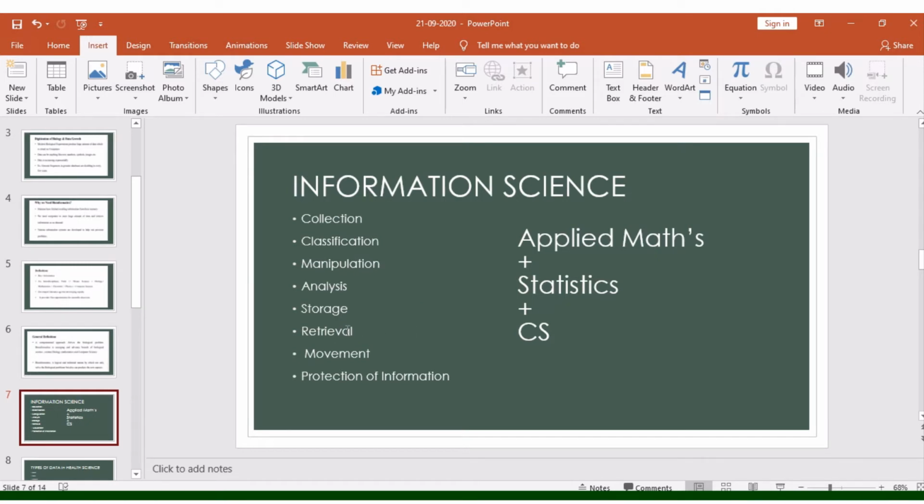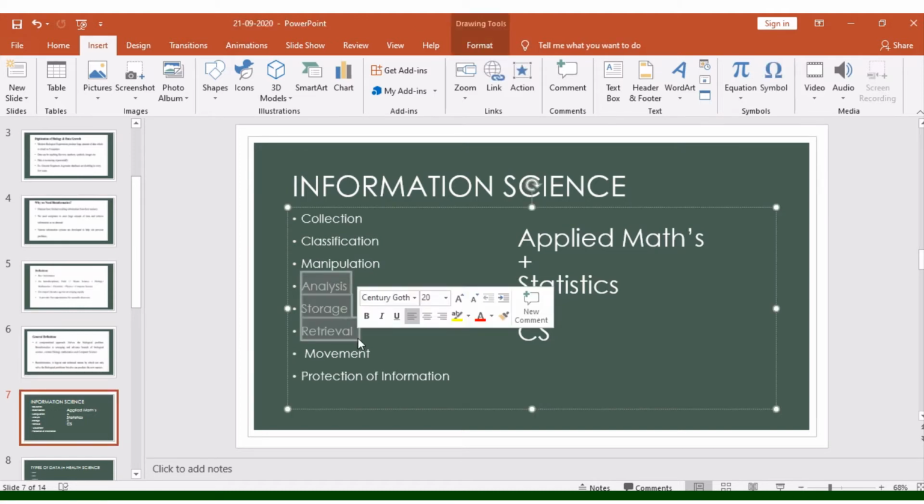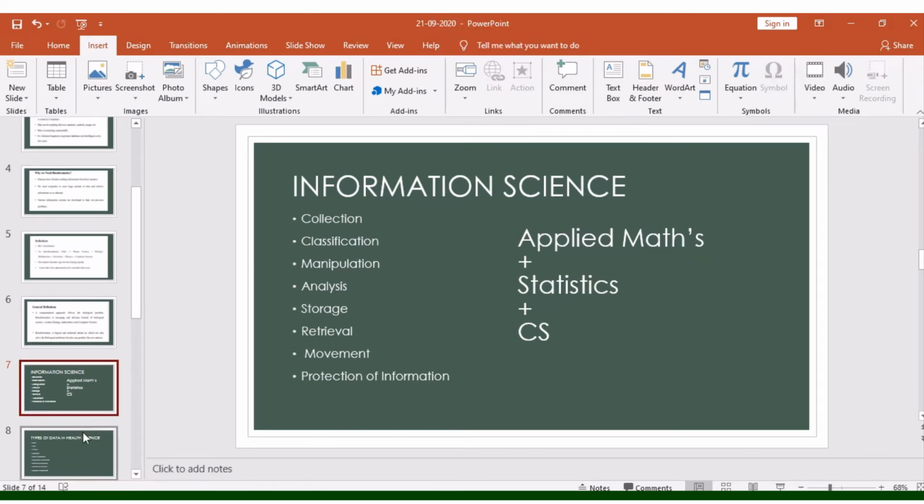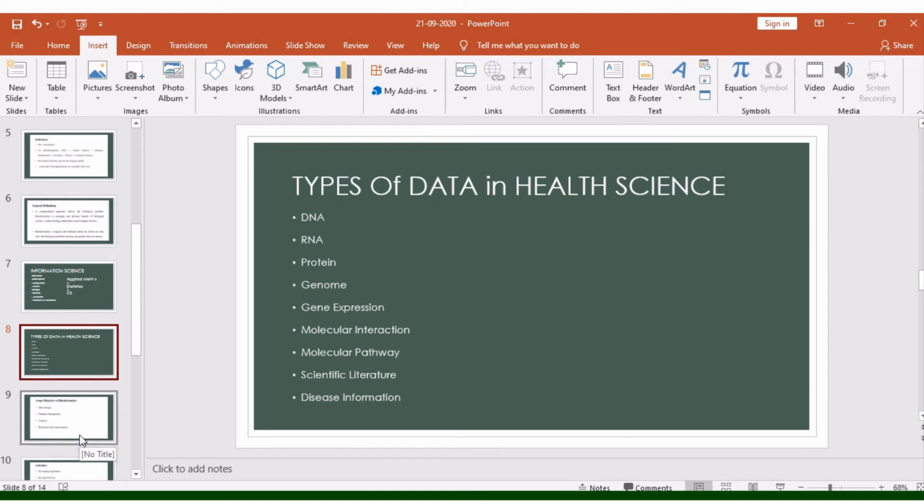In this, storage, retrieval and analysis play the major role in information science. The analysis will be a statistical analysis. Without statistics we cannot predict future enhancement, so statistics is used for this. And these are the types of data in health science. As we mentioned, the three types of information are business information, geography information and health information.